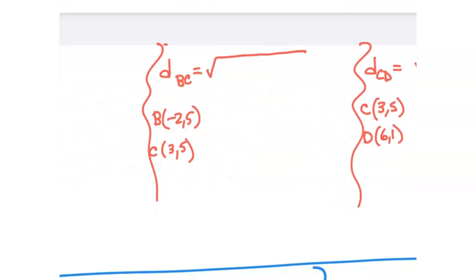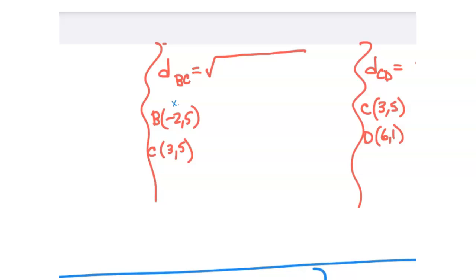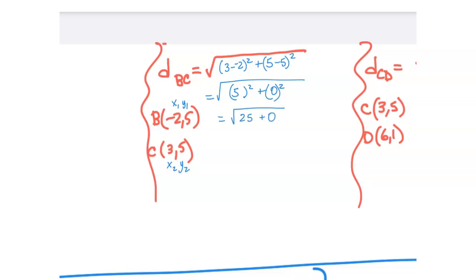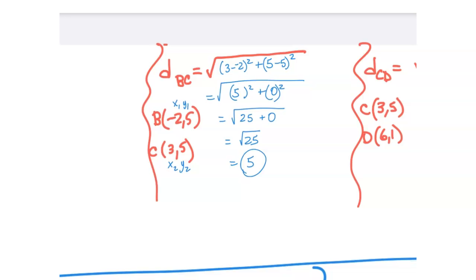For side BC, we have again our x1, y1, x2, y2. Using our distance formula, you have 3 minus -2 squared plus 5 minus 5 squared. This equals 3 minus -2 is 5 squared plus 0 squared. 5 squared is 25, 0 squared is 0. So this gives us simply the square root of 25, which is 5. So side BC has a length of 5.